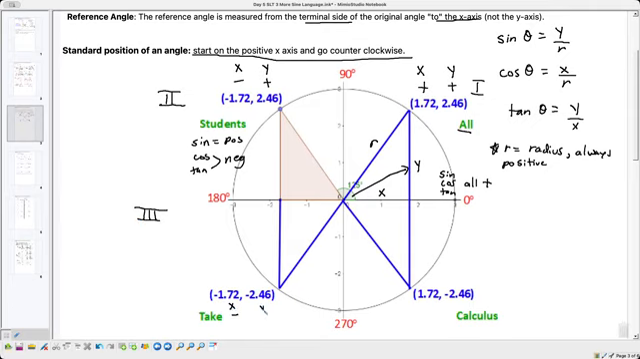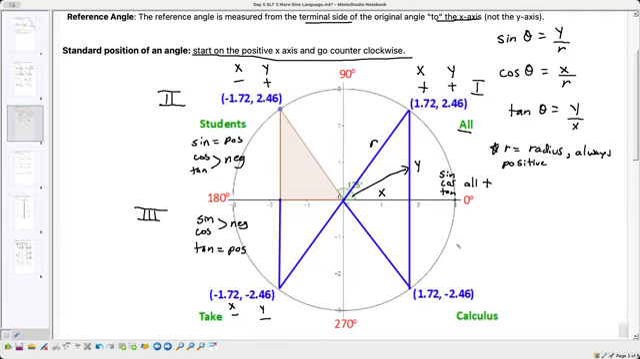Now, down here in the third quadrant, we have two negative values. X is negative, y is negative. So that means that both sine and cosine will be negative because we're dividing one of these values by our positive radius. So let's write down sine and cosine are negative, but tangent, because we are dividing y by x, a negative divided by a negative will be a positive value.